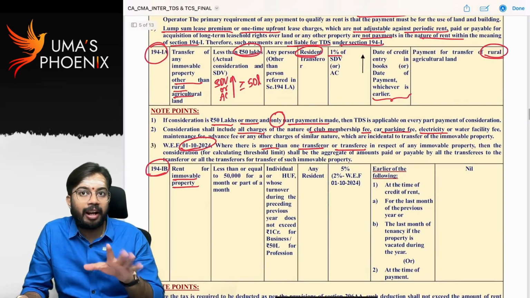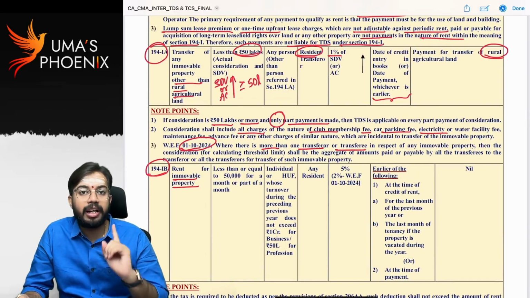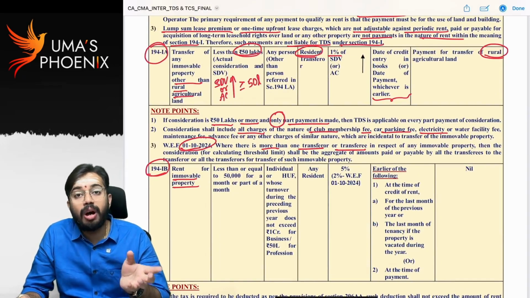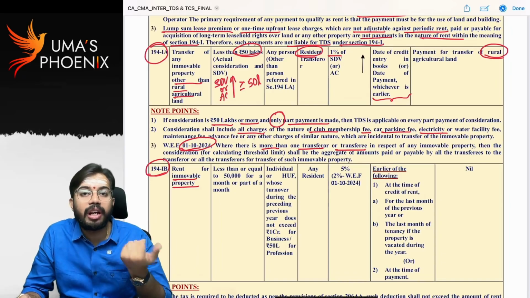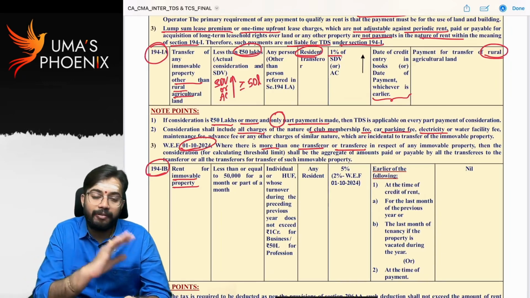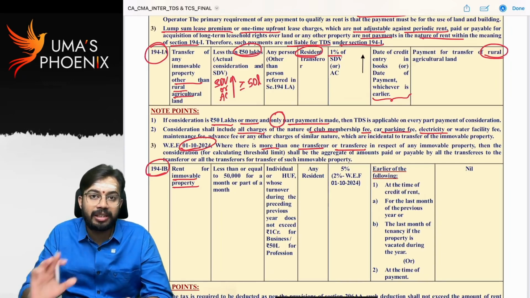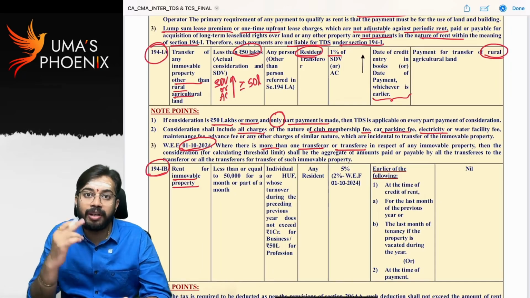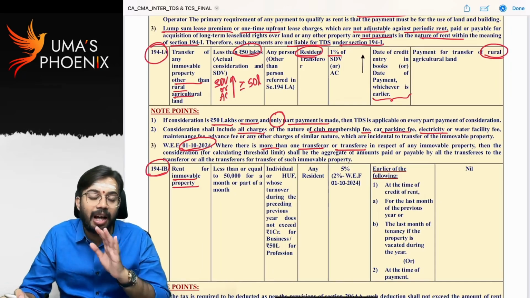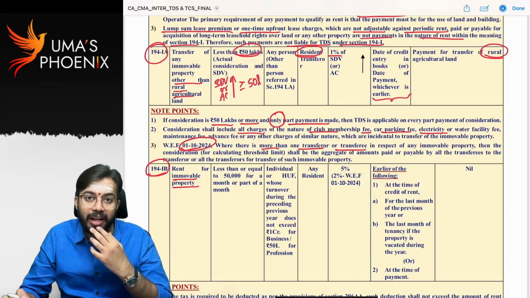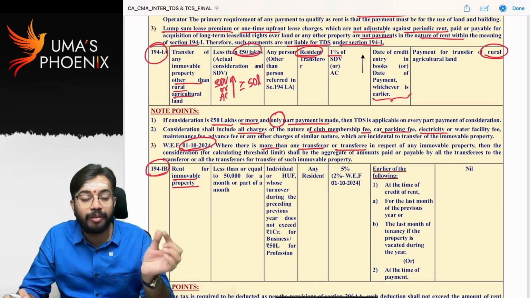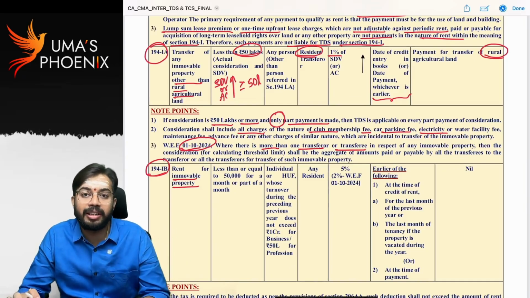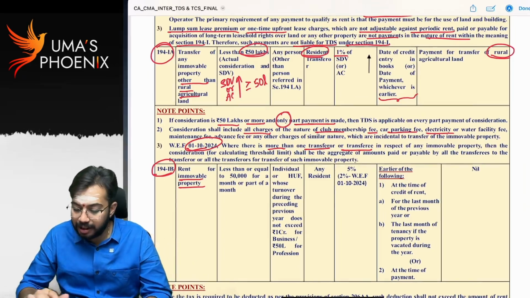See, generally for rent, applicable TDS section is 194I. But those who are not required to deduct TDS under section 194I: who are they? Individual or HUF in the preceding financial year, if their business turnover is less than 1 crore, or in profession if their gross receipts are less than 50 lakhs, they are not required to deduct TDS under section 194I. Correct? So those who are not required to deduct TDS under section 194I, they are required to deduct TDS under section 194IB. Is it clear?